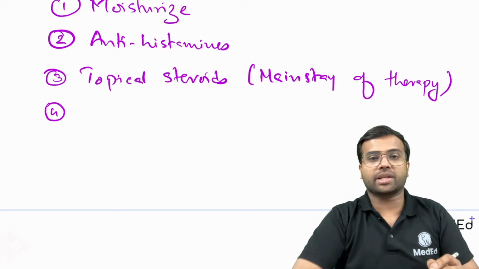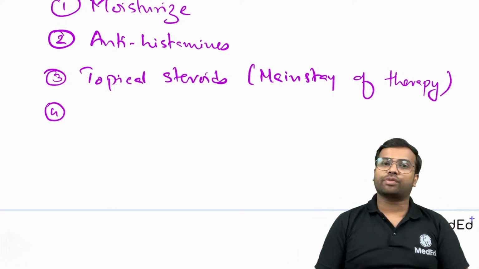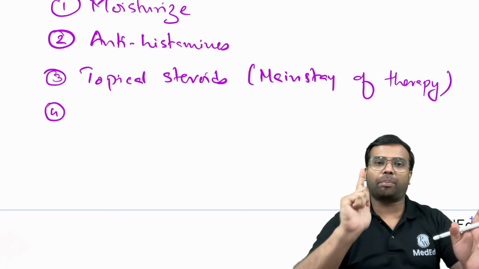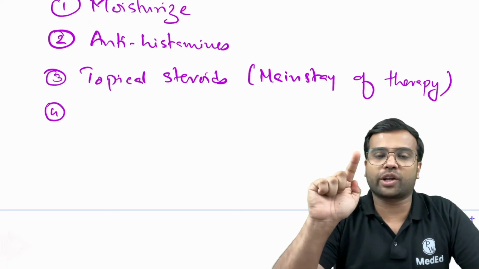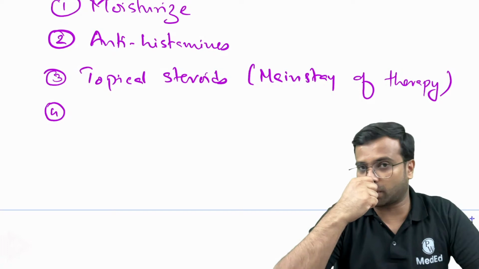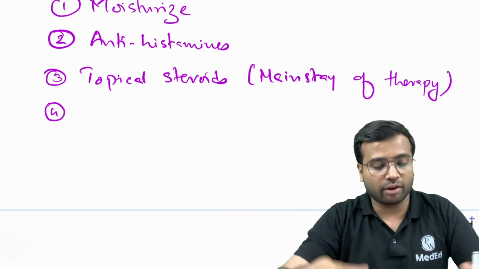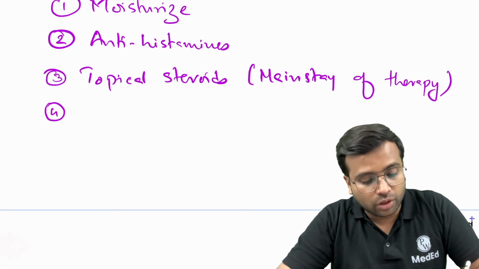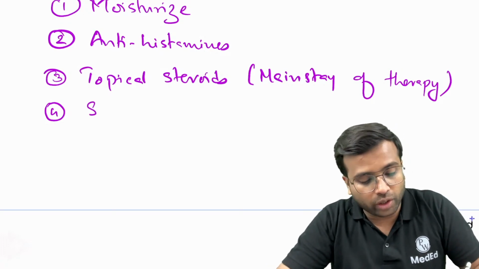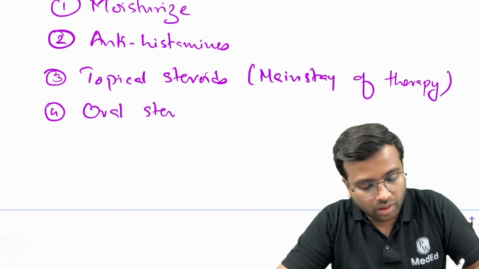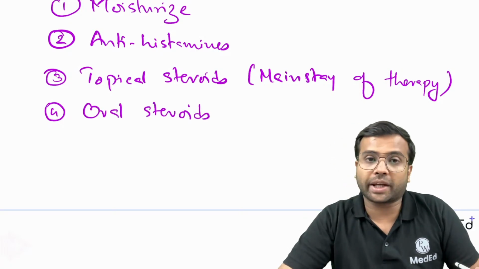Now, in case the patient is having a very large body surface area involved, so the patient feels that I cannot apply a 20-gram or a small tube of topical steroids to all the parts of my body. In such cases, we will also have to go for systemic treatment. So we may use some oral steroids as well. Oral steroids can also be used for management.